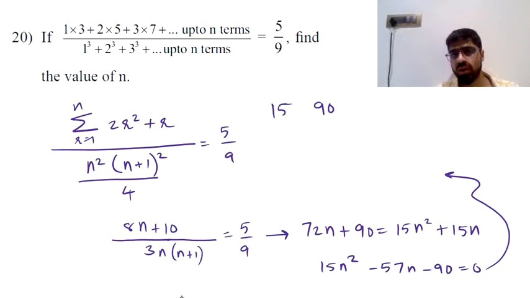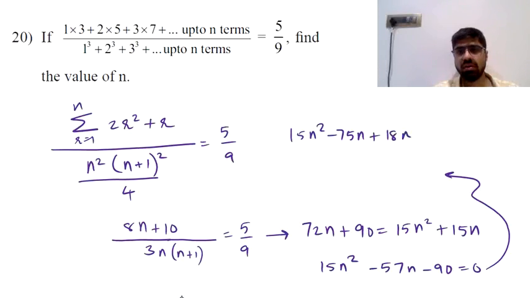So it should be 3 and 270 is not working out well. So let's take a 5 and put it here. So 75 and 18, yeah. So 75 and 18 are the factors. So you get 15n square minus 75n plus 18n minus 90 equal to 0.